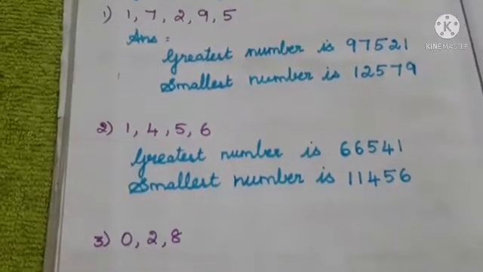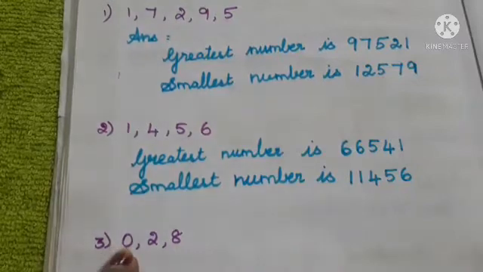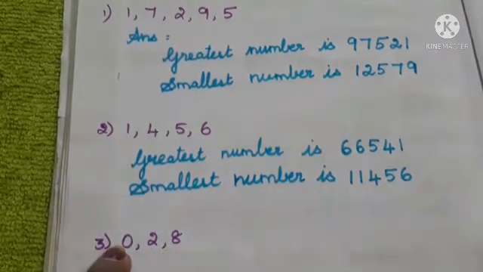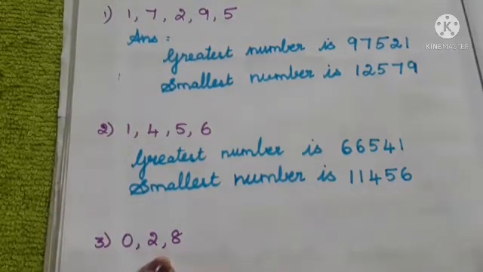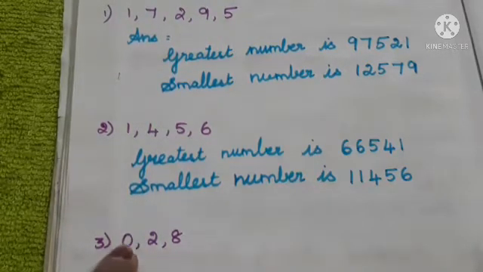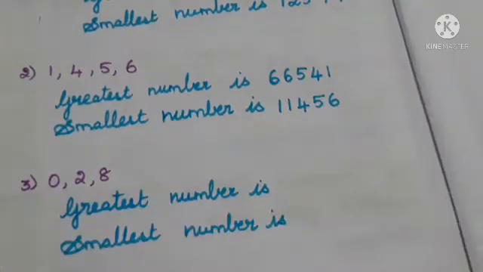Next problem. Here we have only 3 digits. Look here, 0, 2, 8, only 3 digits. We have to form a 5 digit number by using the 3 digit number. And you know the condition of 0. If 0 comes, don't place the 0 at the first. When you are writing the smallest number, don't write the 0 at the first, because 0 has no value. We have to write the next higher value first, and only afterwards we have to repeat the 0. So now we can write the greatest number and smallest number.